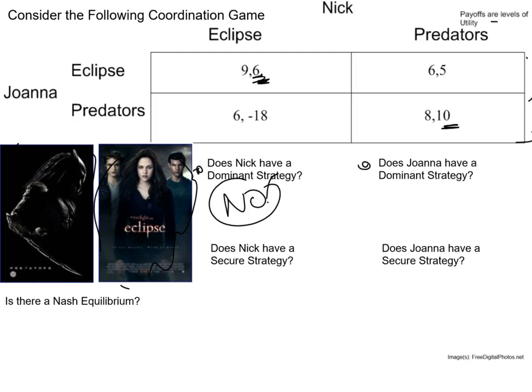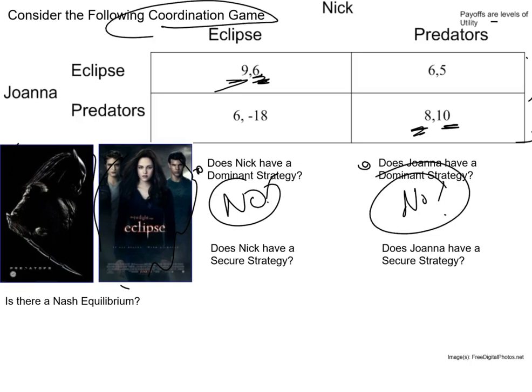Similarly, Joanna, does she have a dominant strategy? Well, if Nick goes and sees Predators, she wants Predators. If he sees Eclipse, she wants to go to Eclipse. Her best decision, I messed that up somewhere. If Nick sees Predators, Joanna would prefer Predators over Eclipse. If Nick sees Eclipse, Joanna wants Eclipse. Again, her best decision depends on what he wants. She doesn't have a dominant strategy either.